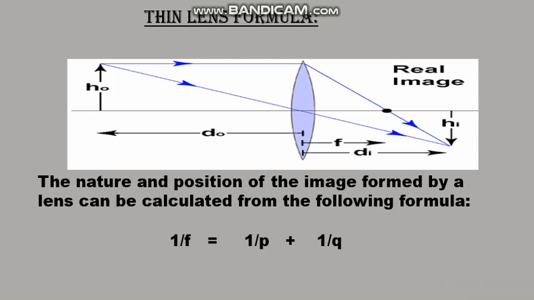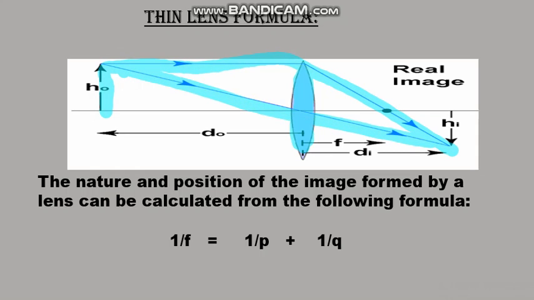Now we move towards the thin lens formula. It is a lens. Okay? It is the object. And this is the incident ray and this is the refracted ray. When these rays meet each other, they form an image. So HO denotes height of object, and HI denotes height of image.